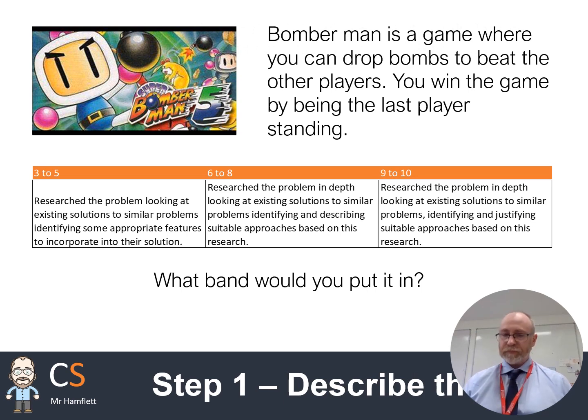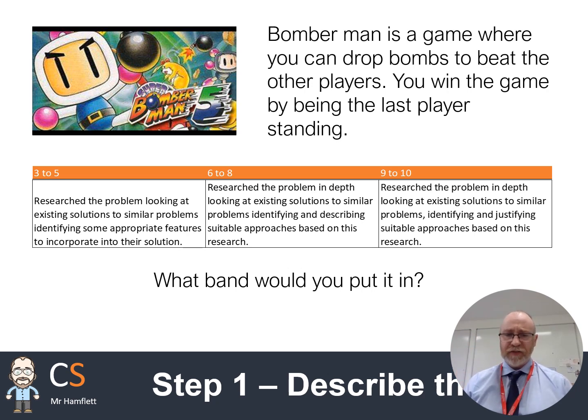So let's think of an example. So the mark bands are spread like this. In 3 to 5 marks, okay, so this is like band 2: research the problem, looking at existing solutions to similar problems, identifying some appropriate features to incorporate into their solution. 6 to 8 marks: research the problem in depth, looking at existing solutions to similar problems, identifying and describing suitable approaches based on this research. And finally, research the problem in depth, looking at existing solutions to similar problems, identifying and justifying suitable approaches based on this research. So hopefully you can start to see there's a pattern there.